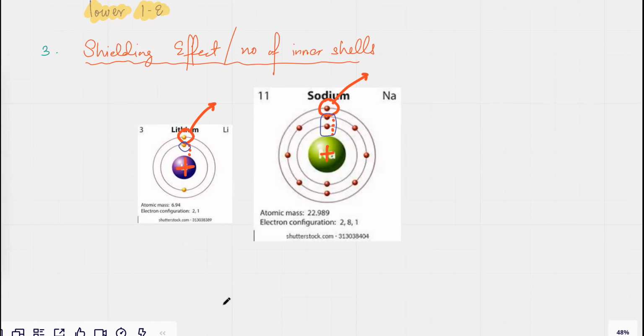If you have a nucleus, let me show it over here, and there are a bunch of electrons coming in between, and there's this outer electron over here. Now the attraction for the outer electron would be lesser because you've got these inner shell electrons that are coming in the way. So they are kind of blocking the attraction. The outer electron would be less attracted to the nucleus because of these inner electrons. Is this point clear?